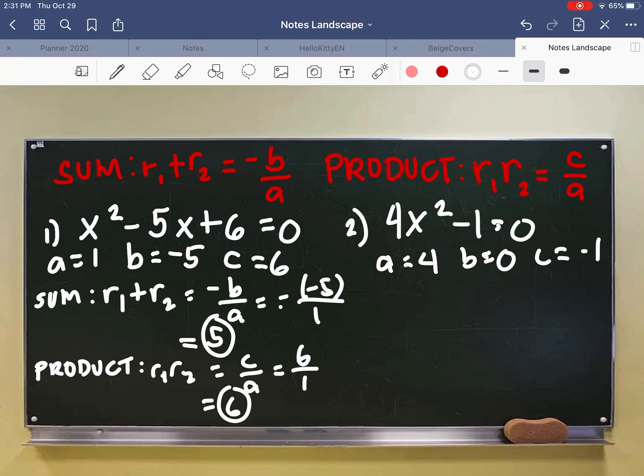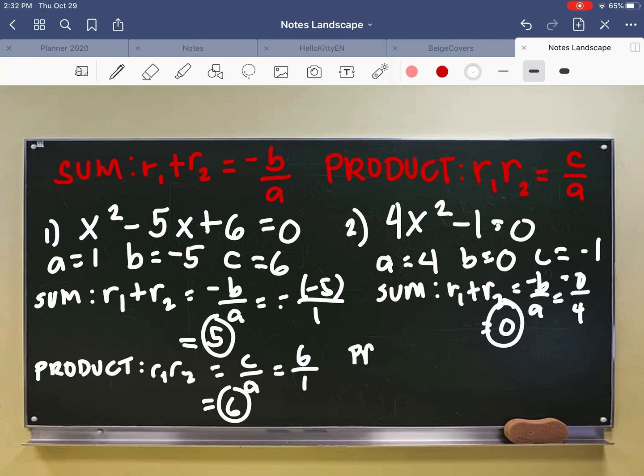Okay, so, sum is, r sub 1 plus r sub 2 is negative b over a. So, that is negative 0 over 4. So, that is just 0. Okay? And then product, we have r sub 1, r sub 2 equals c over a. So, that would be negative 1 over 4. So, that is just negative 1/4. So, that is how you use sum and product.